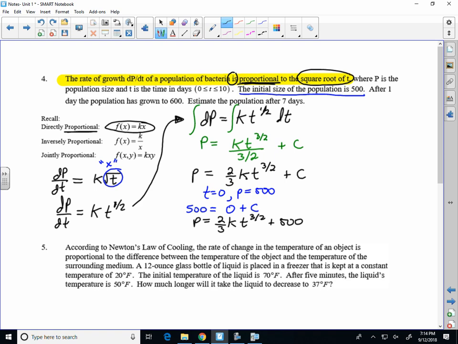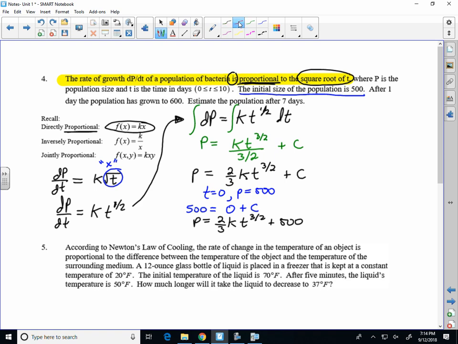So I'm replacing the p with 500, and then I'm replacing the t with 0. So this whole thing zeroes out. So 0 plus c is going to become. Yeah, it's just a continuation of the previous step.